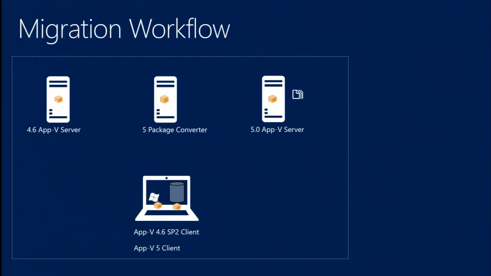You can roll back. So if you push it out and something happens, maybe there's an incompatibility of some sort that you didn't catch in your testing, you can pull it back and it'll revert back to the 4.6. So the coexistence really is how you manage the risk of that migration.